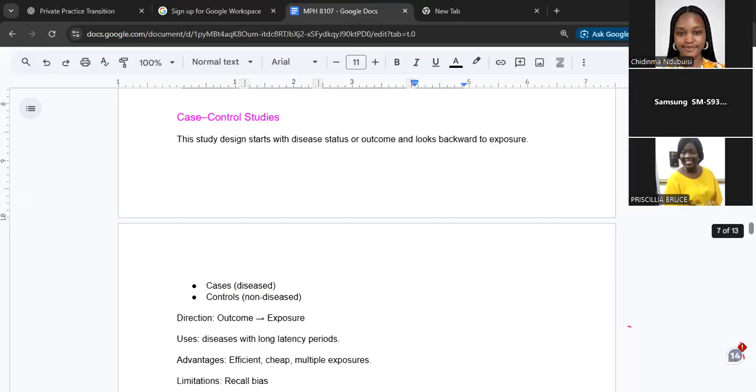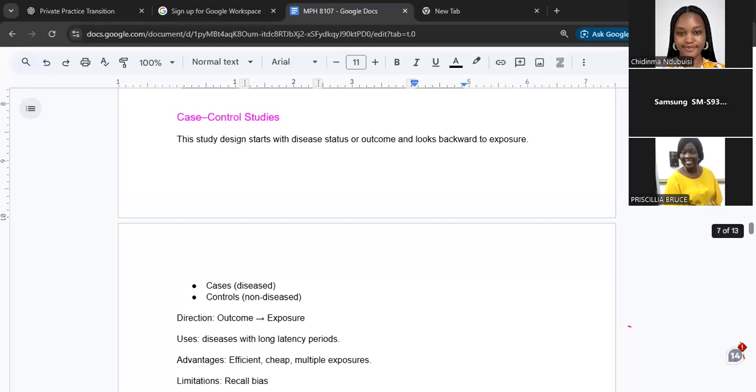Now remember that sanitation is the exposure. We are trying to trace from outcome back to exposure, to say, people who have the disease versus people who don't have it, let us see what they were exposed to that made them develop this. So we're going back. I hope that this is clear to us.